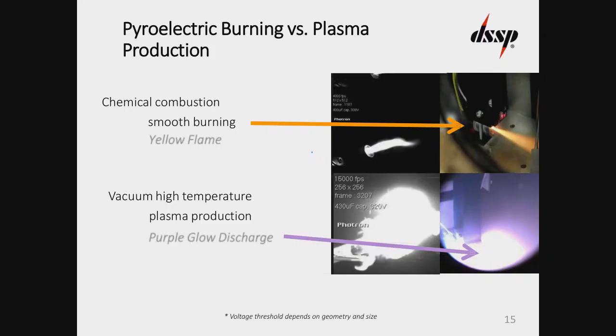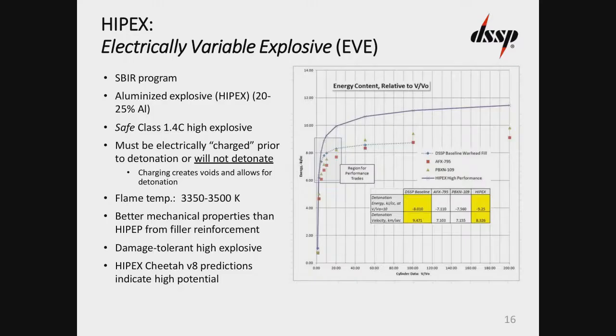I mentioned the difference of the arc burning versus the chemical burning. This is a good example of it. The orange is typical of a chemical burning, the flame there. And then the purple glow discharge in the high vacuum, you can see, is from the ionization. The importance of this slide, and what got me so excited about this, is we really do have something here that looks like it's capable of dual mode propulsion, both chemical and electric propulsion. So that's always been a teaser with this material.